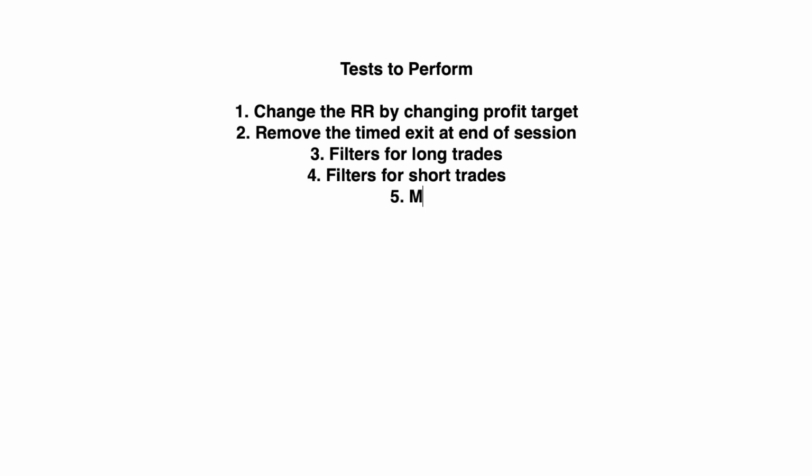Then for the fifth and the sixth test, I want to look at the size of the Asian session or the range of the Asian session. Remember the high and the low of the Asian session. So is it best only taking trades when the size of that session is at least, let's say, 10 pips or at least 20 pips? Is there a minimum size or a minimum requirement for that Asian session?